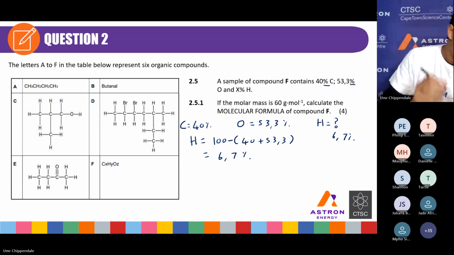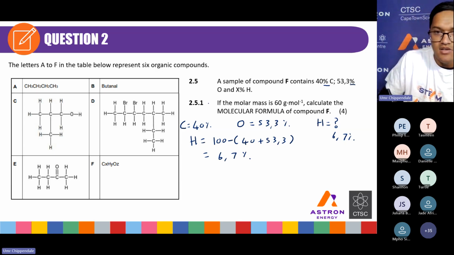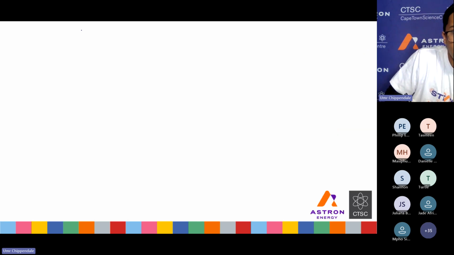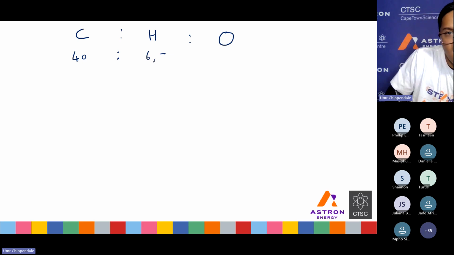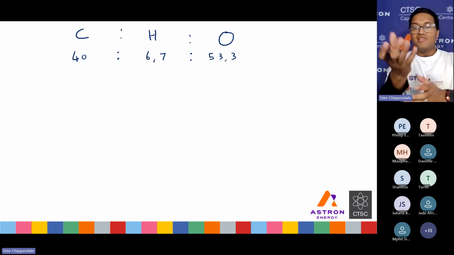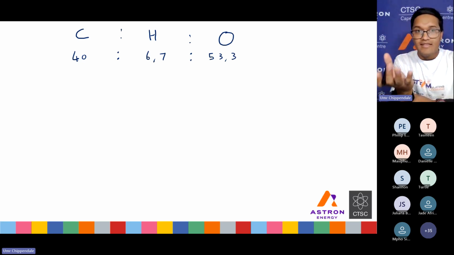Now that we have it like this, these are our values. Just remember 40, 53.3, and 6.7. I need more space, so I'm going to write on the side now. We're going to write it as our C first, our H next, and our O. We said our carbon was 40%, so we write it as 40. Our hydrogen was 6.7, that we just calculated, and our oxygen was 53.3.